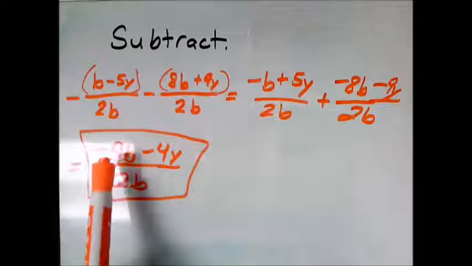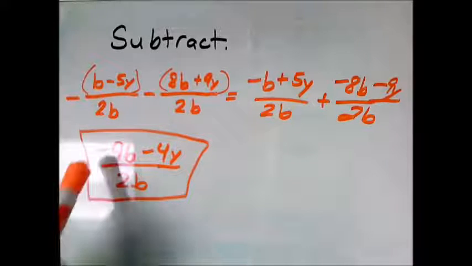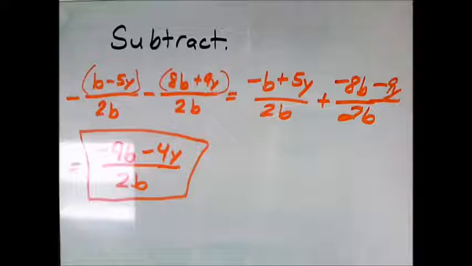And there's nothing I can factor out of the top. 9 and 4 don't have any common factors, so there's no way I can cancel that with the bottom because it would have to come out of both terms. So that's as simple as I can get that one.